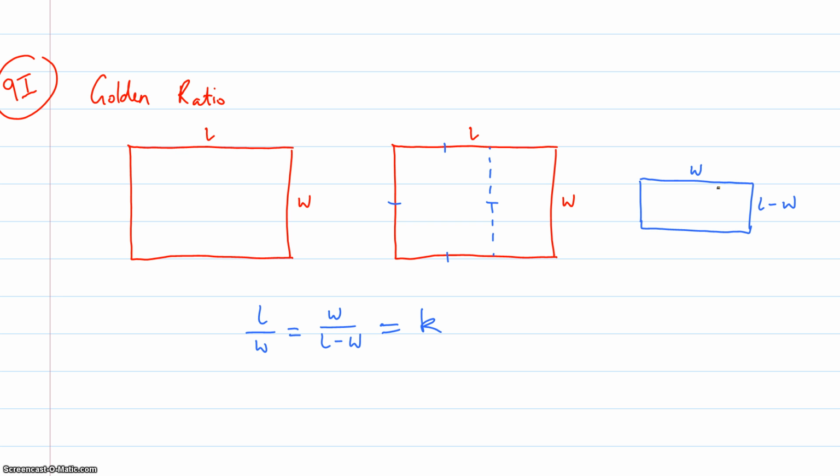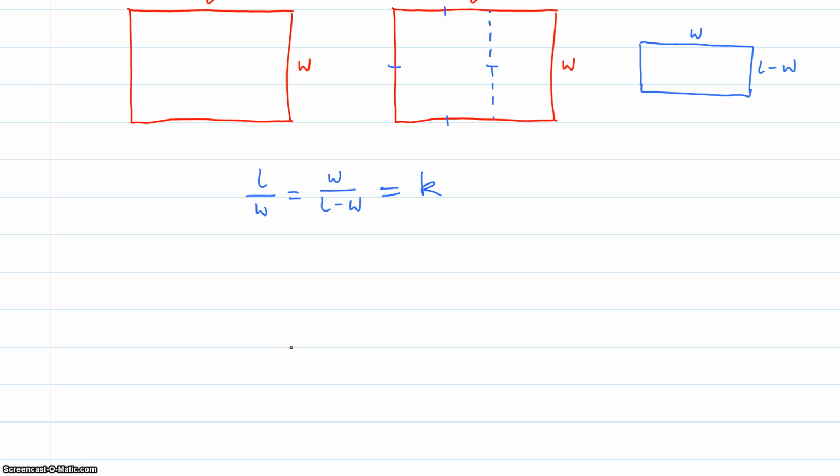Very similar to other videos that I've explored. This one here is going to be half of this one here, so k would be a half, or this one here is going to be double this one over here, so that would be 2. We're actually going to find out what that value is in this video. So at first I'm just going to look at these two sides of the equal sign here. So L over W equals W over L minus W.